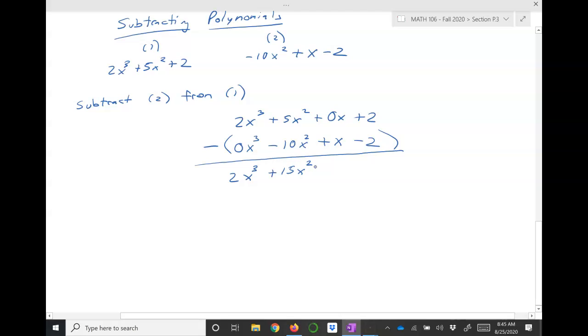Now for this next one, we have 0 minus a positive x, right? So minus times a positive is a minus. So we have minus x. And then finally, we have a 2 subtracting a minus 2. So when you distribute that first negative sign to the negative sign on the 2, it's going to become a plus 2. So it's 2 plus 2, we get plus 4.